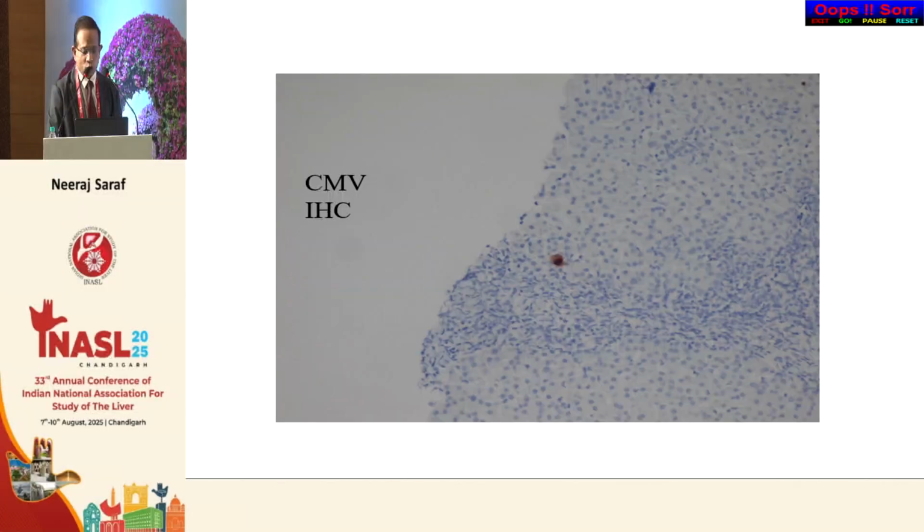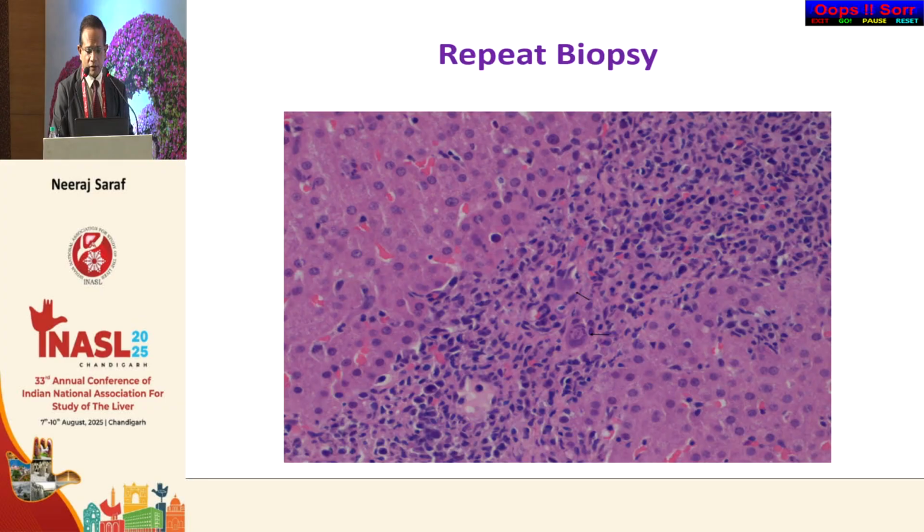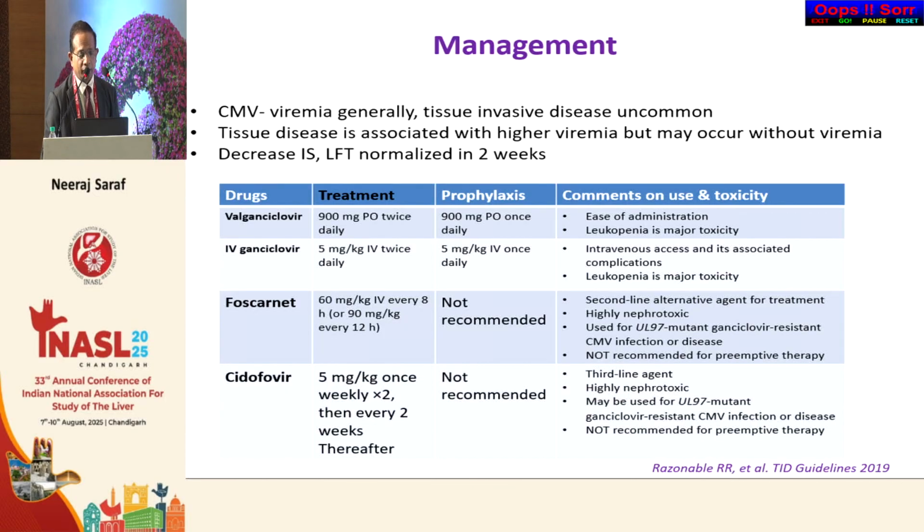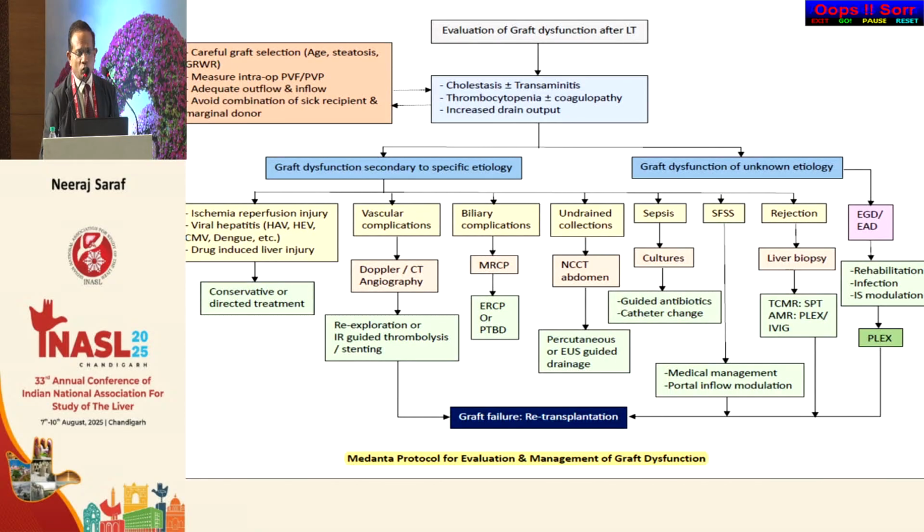So this is what his repeat biopsy showed. Here you can see these are fuzzy cells, which is CMV. And here this is a CMV immunohistochemistry stain showing classical CMV. We treated this patient with IV ganciclovir initially, and then valganciclovir 900 milligrams twice a day. What was odd in this patient was that CMV DNA was negative. So you can have this situation where CMV DNA is negative in blood, but you have tissue CMV.